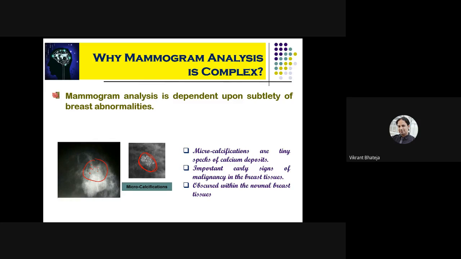So these microcalcifications are tiny calcium deposits, and they could be obscured within the normal breast tissue. So again, you see that if you have white tissues over there, detecting a mass at the background is a problem. Detecting these white dots in a white background becomes a very, very difficult thing.